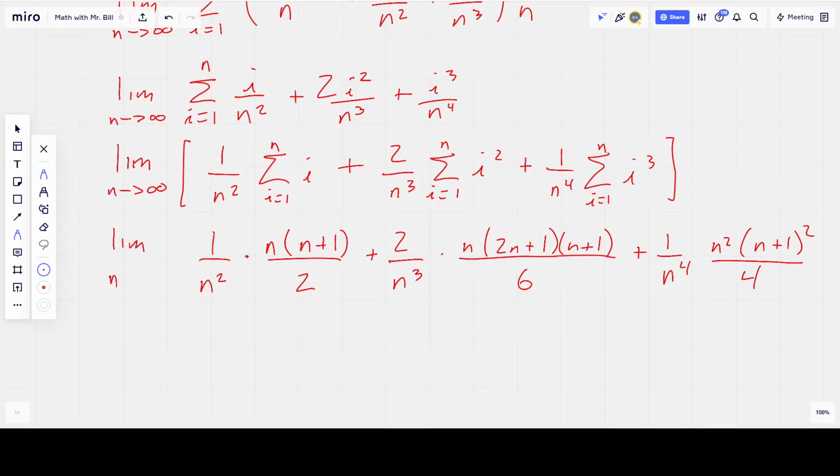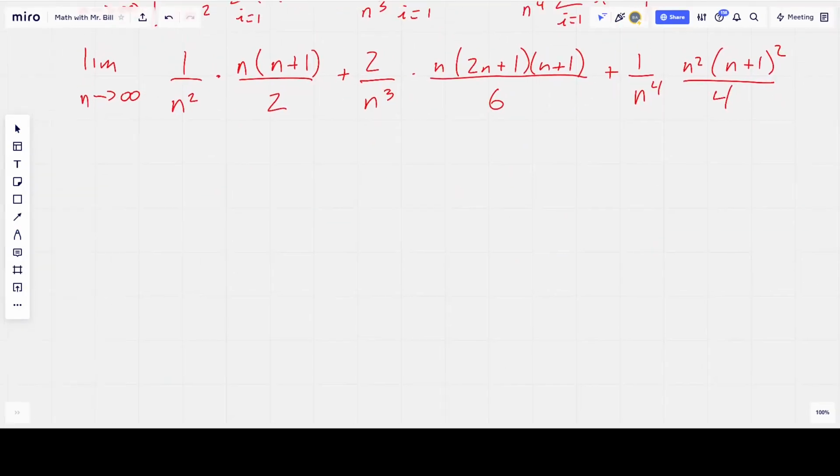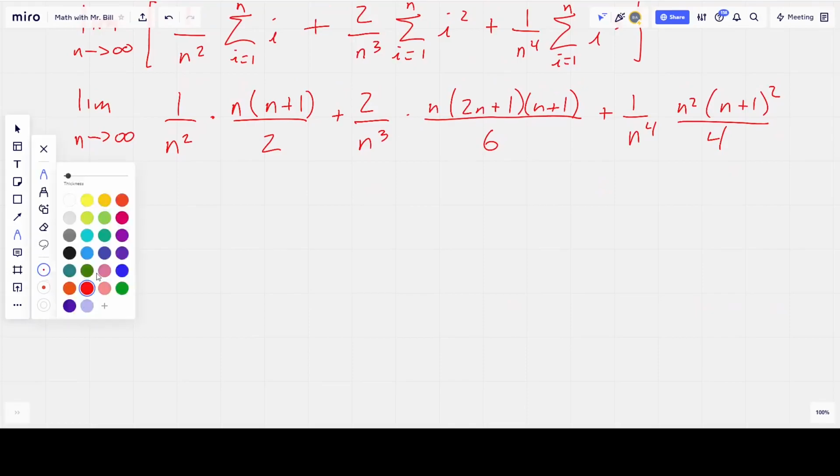So now, since we've replaced all of our sums with these closed formulas, when we expand and multiply out each of these binomials and factors, we're going to get polynomials in the numerator that have the same degree as the n in the denominator. And that'll be useful for finding the limit and then figuring out the total integration.